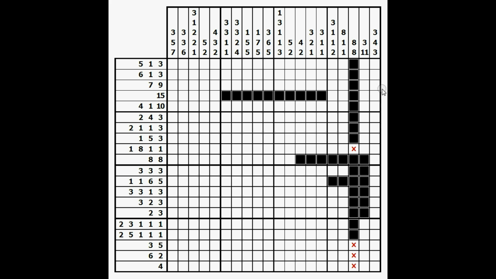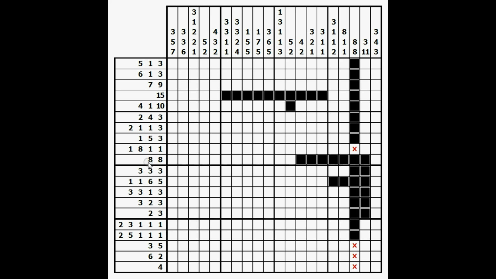Let's see what else. We have counting down here, 5. I know that that has to be a 5. That's about all I know.